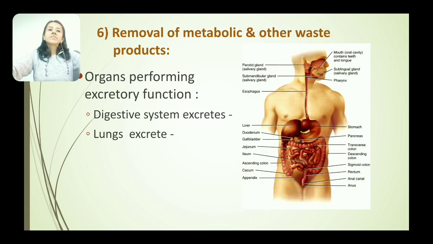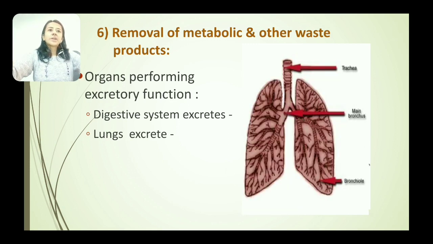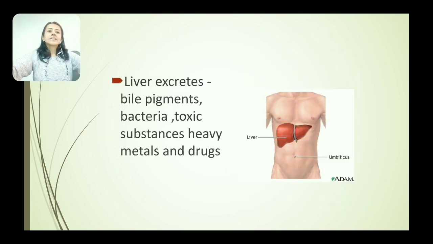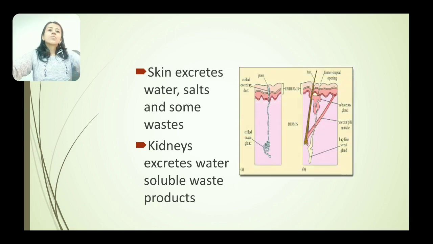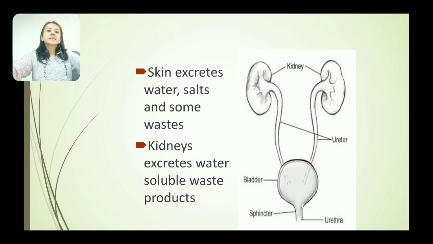Now, which are our excretory systems as well as organs? One is the digestive system, which excretes undigested food particles as well as bacteria and toxins. Lungs excrete carbon dioxide and water vapors. Liver excretes bile pigments, and also excretes bacteria, toxic substances, heavy metals and drugs. Skin excretes water, salts and some other waste, and kidneys excrete water soluble waste products.